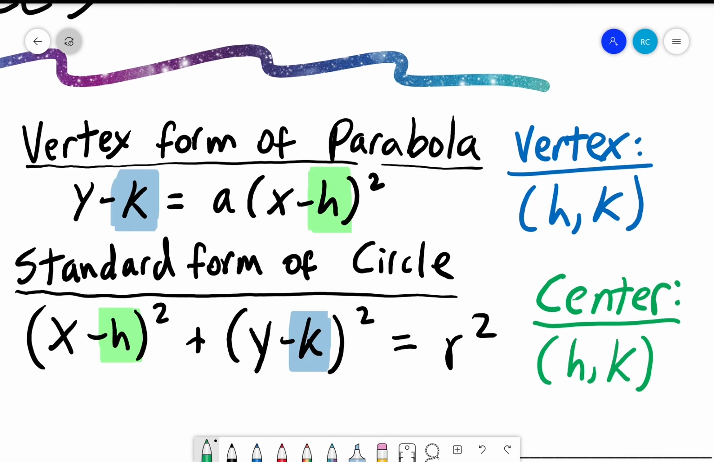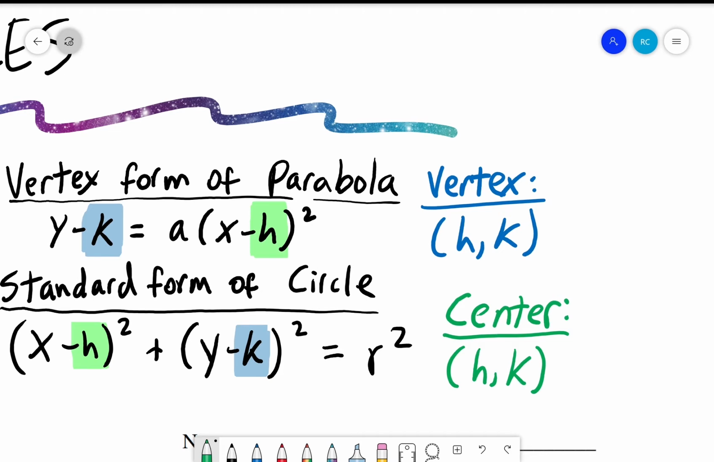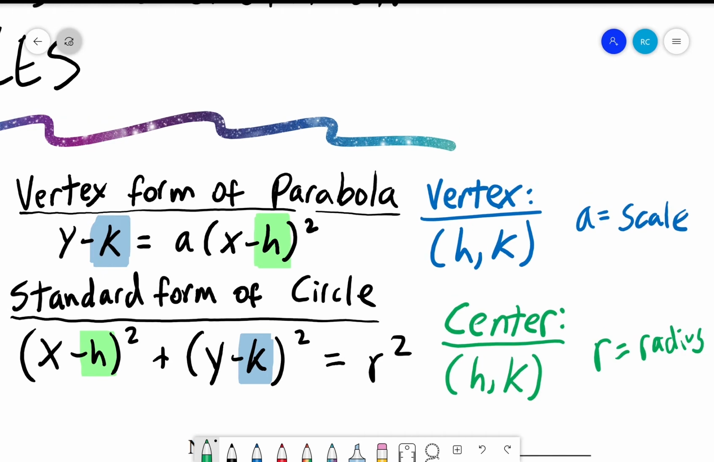And in fact, for those of you who enjoyed using point-slope form back when we were talking about lines, you'll see that it's again the same pattern. The main difference between a parabola and a circle, of course, is that a parabola has a scale factor, which stretches it in the vertical or horizontal direction, whereas a circle has a radius. Once again, I'm going to take a moment and let you pause the video and take down notes if you need to. This should all be review.